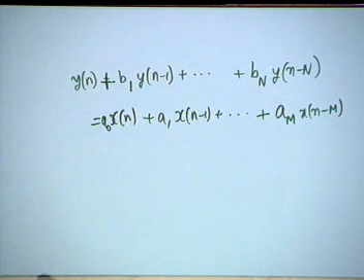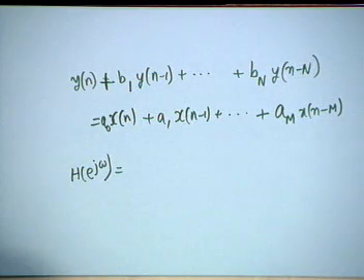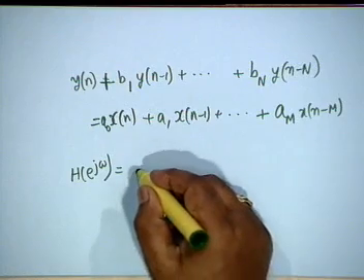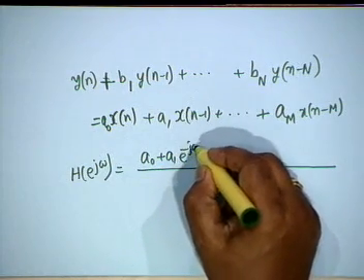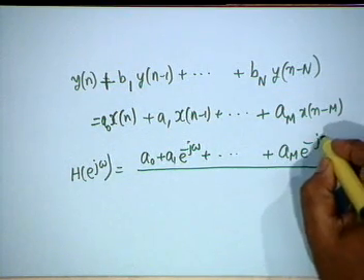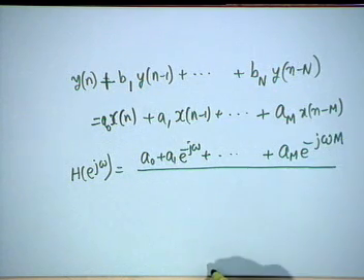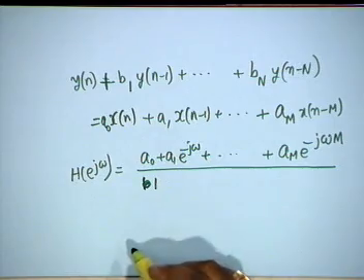This is the general representation of an LTI discrete time system. It can be FIR, it can be IIR, but the most general representation is this, and then you can write the frequency response capital H of e to the j omega. If you take the Fourier transform of the left hand side and the Fourier transform of the right hand side, then you can write this as a0 plus a1 e to the minus j omega and so on, plus am e to the minus j omega m divided by b0 is 1, all right.